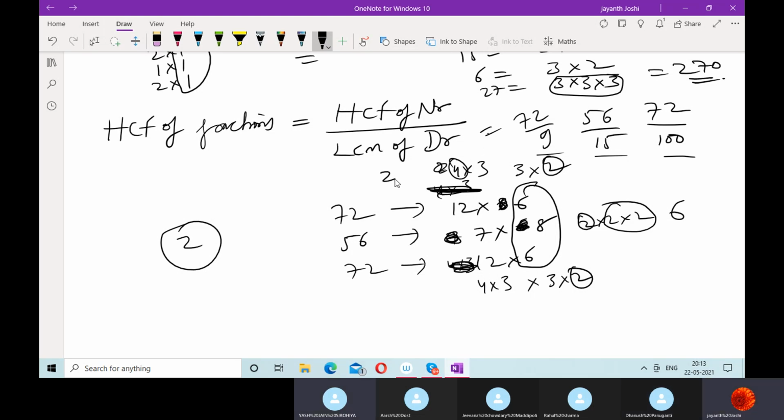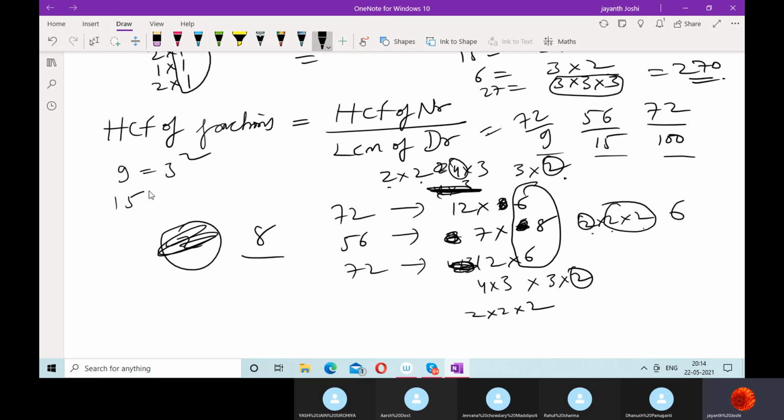Okay, let's take this. 2 into 2, so 2 into 2 into 2, 2 into 2 into 2. So I can take 8. 8 is the factor because... 8 is the HCF. And what's the LCM? 900. Yes, sir.